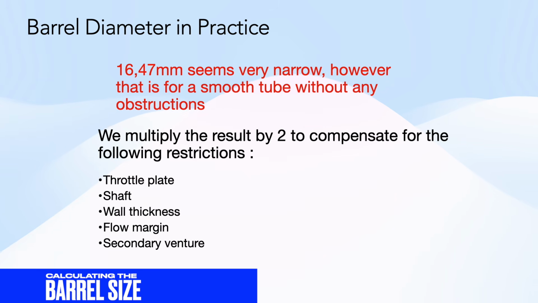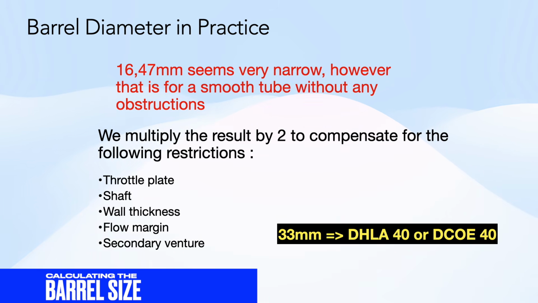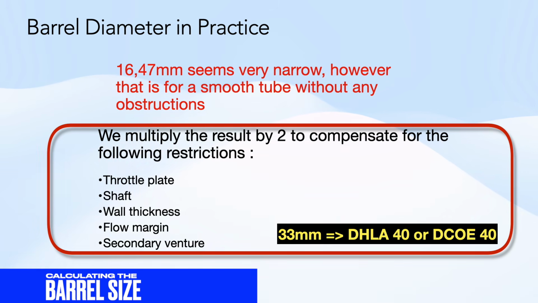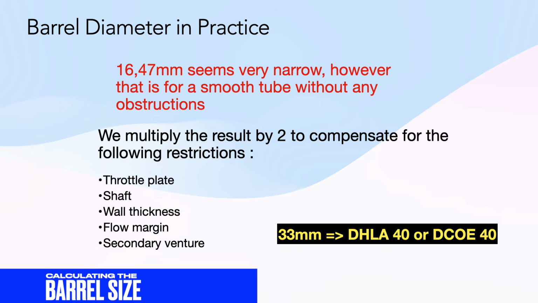We do multiply by 2, and this is not a figure I came up with. This is very common practice, and the reason we need to do this is because of the throttle plate, which is in the barrel. It has a certain size. We also have the shaft of the throttle plate. We have the wall thickness of the secondary venturi and so on. But we also have a flow margin. And that is why we always multiply by 2.